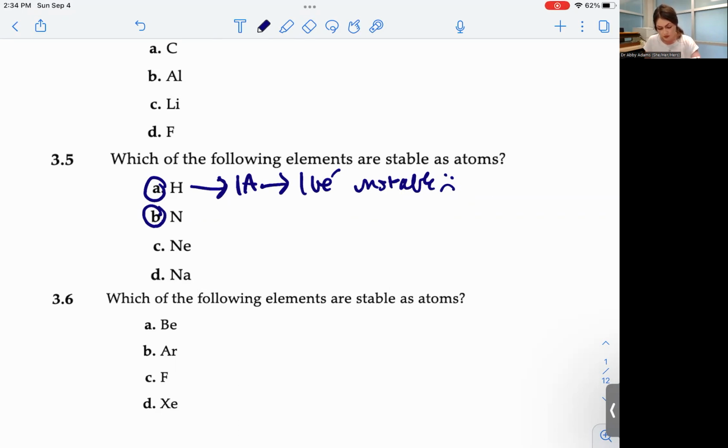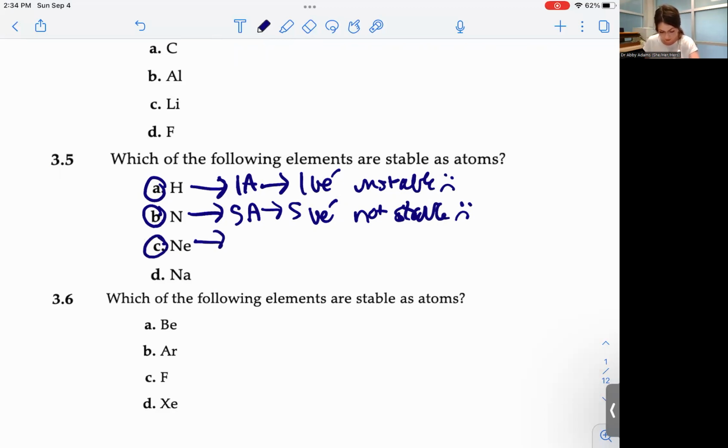B, nitrogen. Let's see where we are. Nitrogen. That's 5A. We just did that one, right? So that's 5 valence electrons. So that's going to be not very stable, right? Once again, not stable, sad face, and wants to get happy.